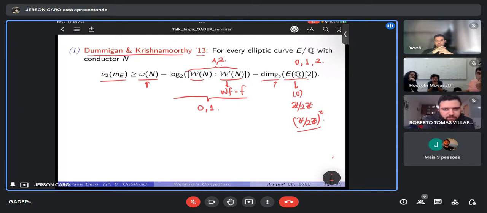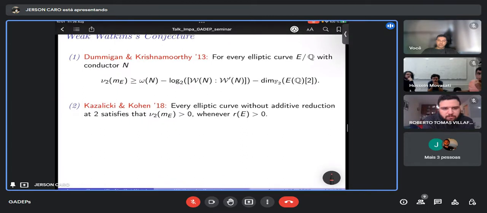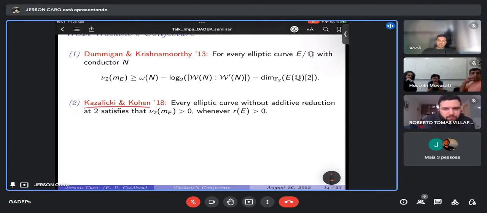So I want to point out that the worst scenario is when omega(N) minus 3, because we have 1 here and 2 here. So that's the worst case for this lower bound. And also I want to point out that Kazalicki and Cohen in 2018 proved that every elliptic curve without additive reduction at 2 satisfies WWC. When the rank is positive, M is even.